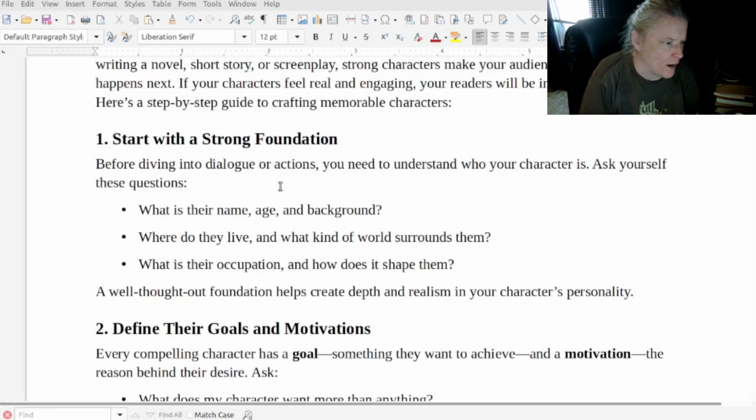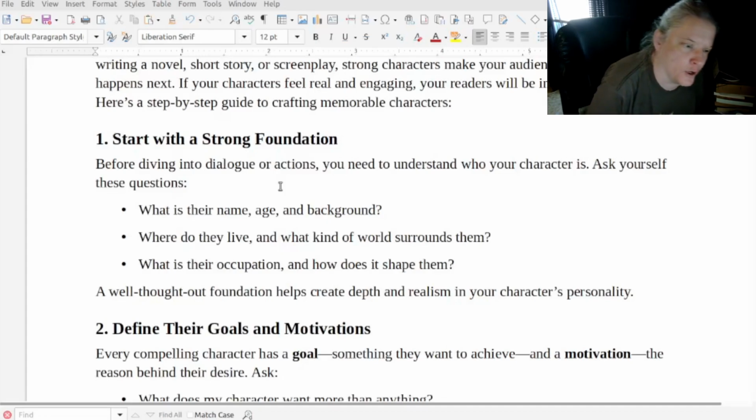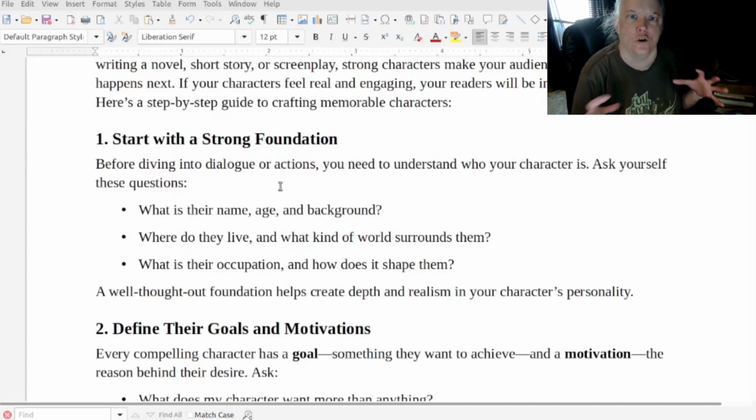So, where does your character live? What kind of world surrounds them? So this can also be part of your world building. Remember, you're bringing your readers into your world. So, where does your character live? What's their world like? Is it similar to ours, or is it totally different? Are they leaving Earth and going to another planet, or do they live on another planet? Figure those things out before you start writing, because it will shape your book and it will shape your characters.